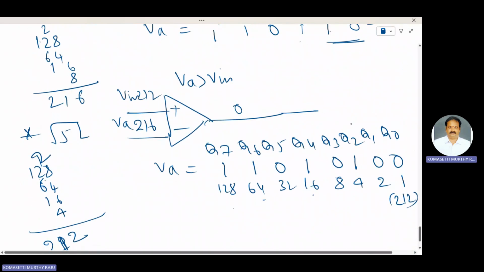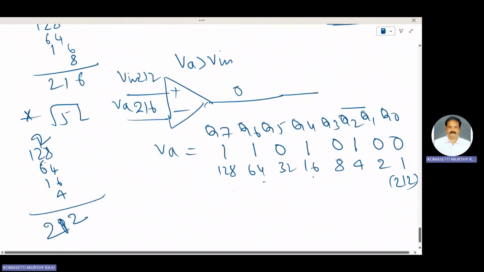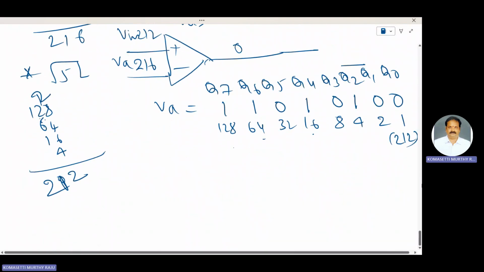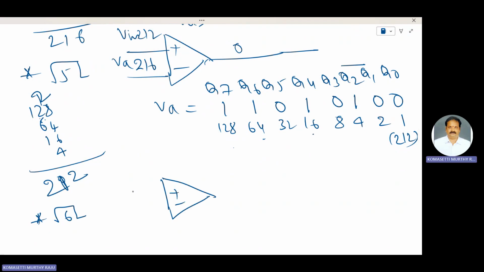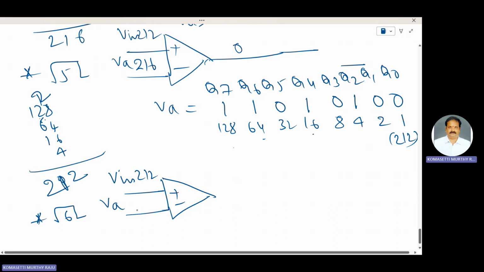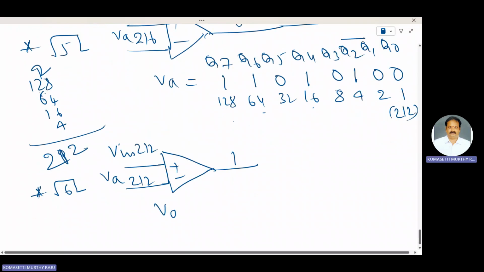Now we will concentrate on the next 2 bits. Next, the 6th cycle. For this 6th cycle, plus minus. This one is Vin 212. VA is 212. For equal, some discrepancy is there. Choose the output of the comparator as 1. Even though this is equal, some difference is there.